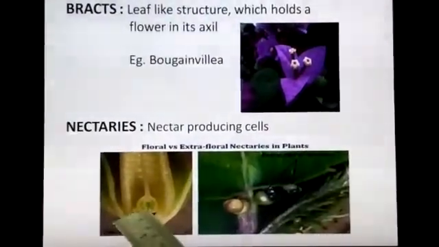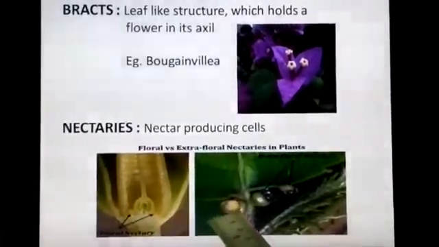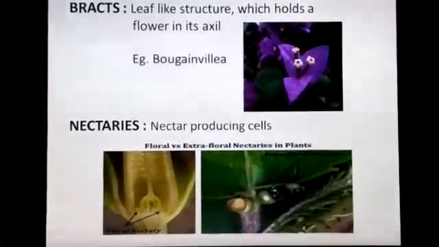When the nectaries are present inside the flower, it is termed as floral nectary. When the nectary is outside the flower, it is termed as extrafloral nectaries.